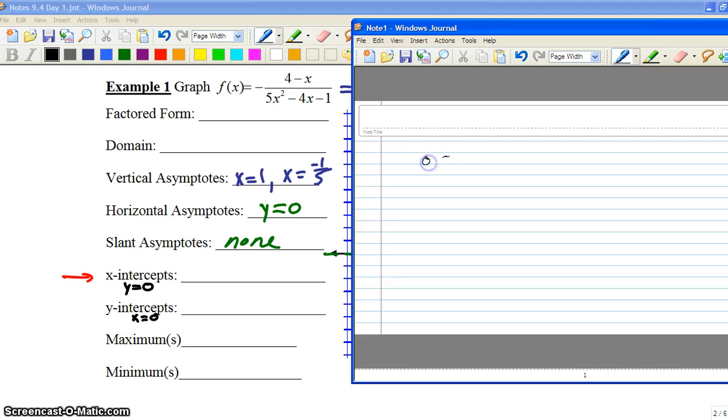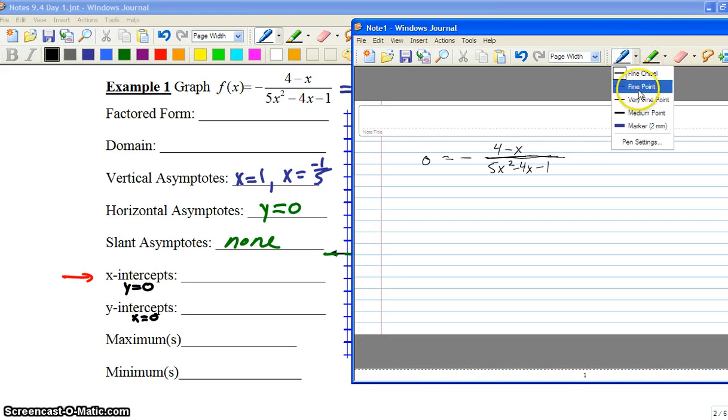We get the statement 0 equals negative, don't forget that negative out there, (4 minus x) over (5x squared minus 4x minus 1). Two ways to think about it. What makes this fraction 0? The numerator has to equal 0. Simply stated, for a fraction to equal 0, the numerator has to equal 0. You can remember that and just set the numerator of the fraction equal to 0 and solve it. Makes it a little bit simpler.